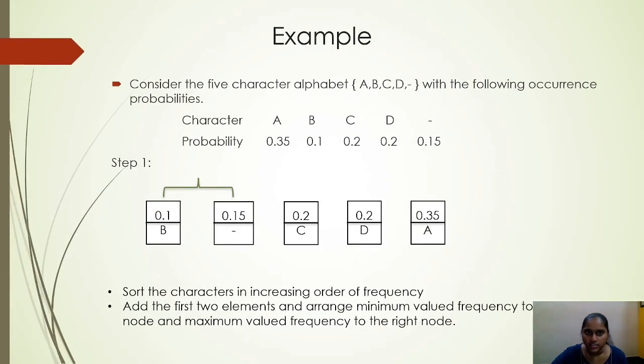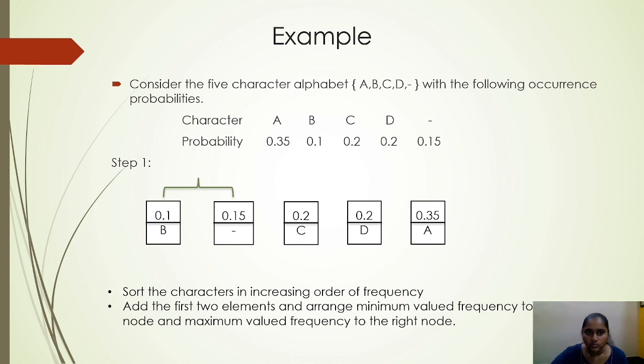Now let us see an example. Let us consider the 5 character alphabets A, B, C, D and dash with the following occurrence probabilities. The character A has probability 0.35, B has 0.1, C has 0.2, D has 0.2 and dash has 0.15.